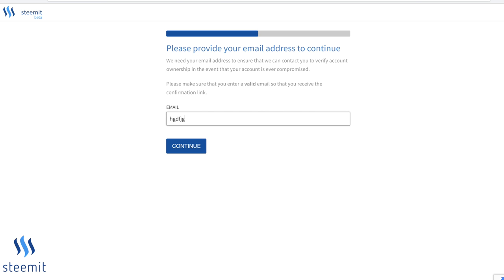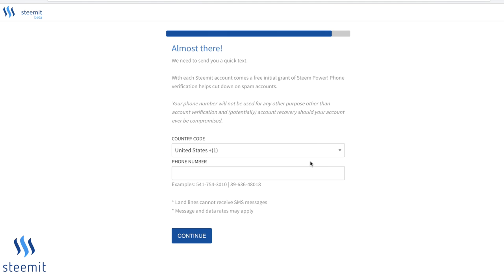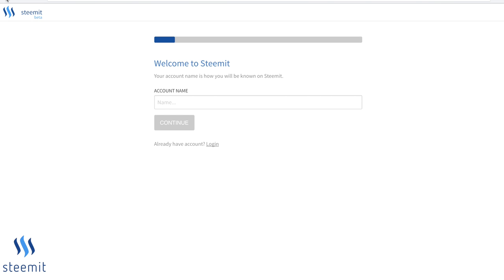So, I'm just going to do a joke one just to see what happens if we just continue. So, we're going to send you a quick text. So, then they need your phone number. Continue, you get the text, and your account is confirmed. And they give you 6 Steem for free, which is the equivalent of about $15. Thank you, Steemit. Thank you very much, Steemit. Yep, we love you for that. Right, so let's get back to my account.